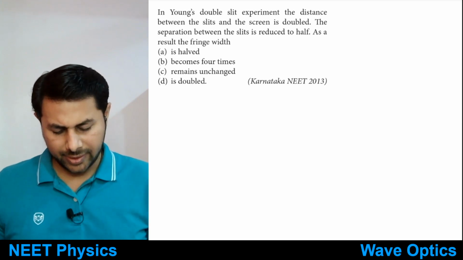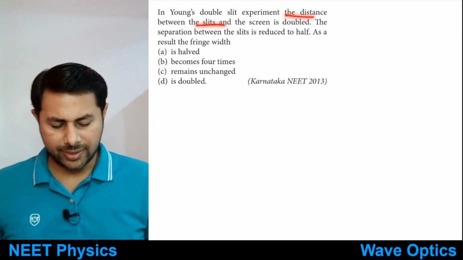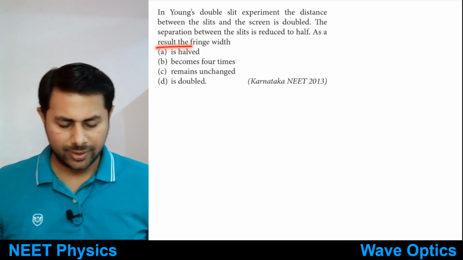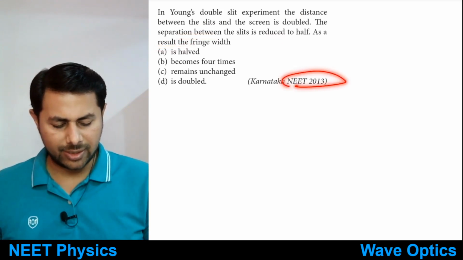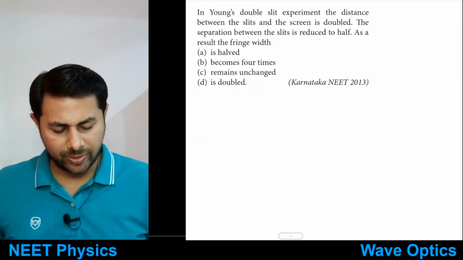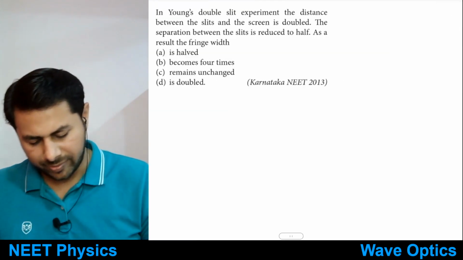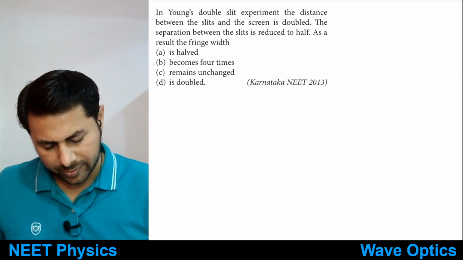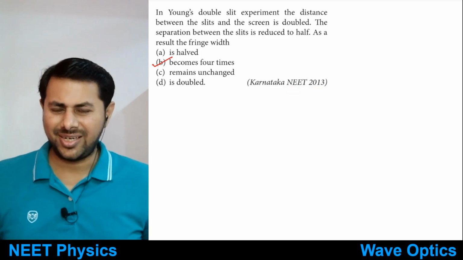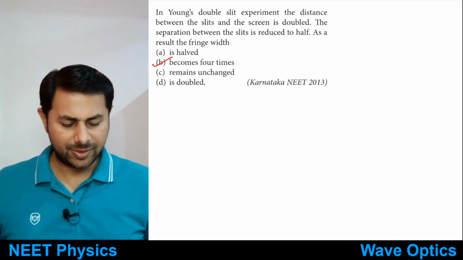Then let's see the next one. In Young's double slit experiment, the distance between the slits and screen is doubled. The separation between slits is reduced to half. As a result, the fringe width. So this is from Karnataka NEET 2013, and this is from NEET 2020. So NEET adopted it from Karnataka NEET 2013. So the answer is 4 times. That doesn't mean that this is the original question, because the question is very simple. It might have come in different exams several times.